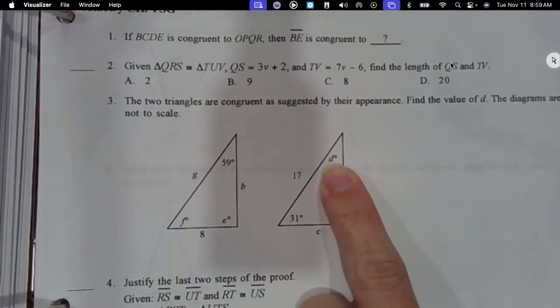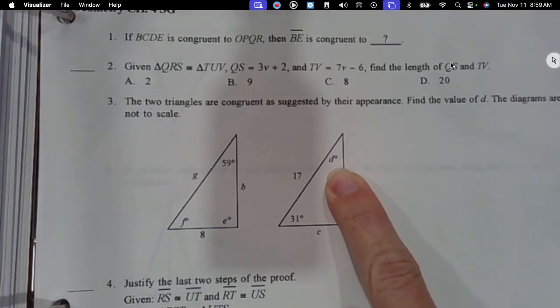This one is 59 degrees. Did y'all get 59? Okay. If for some reason it asked for E, what is E? 90. What is C? 8. Okay? I'm not going to go through all of them, but they're congruent, so just keep looking where it's at and figure it out.